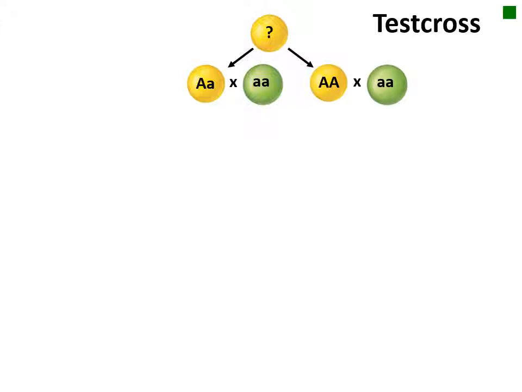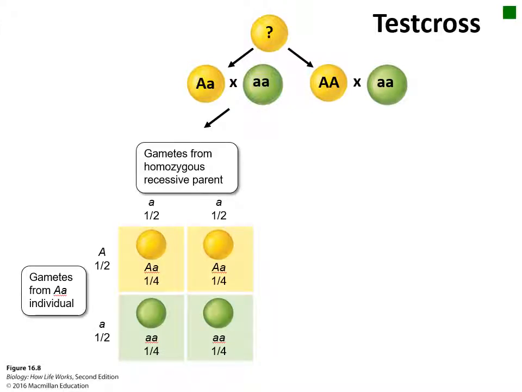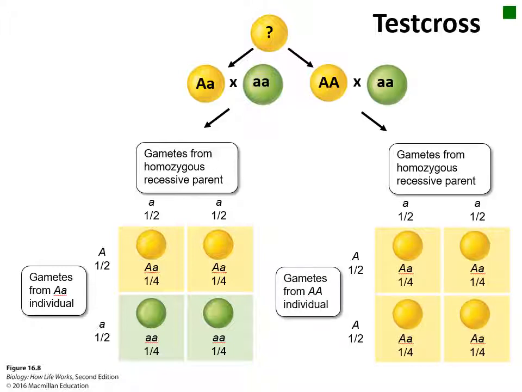Sometimes you have an organism with a dominant phenotype, but you do not know its genotype. Remember, a dominant phenotype could be caused by a homozygous dominant genotype or a heterozygous individual. In order to determine if that organism is homozygous or heterozygous, you can complete a specific genetic cross called a test cross. In a test cross, you breed the organism with a homozygous recessive individual, and then examine the phenotypes of the offspring. If the organism was heterozygous, the offspring will have a 1-to-1 ratio of dominant to recessive phenotypes. But if the parent was homozygous dominant, the offspring will all show the dominant phenotype.